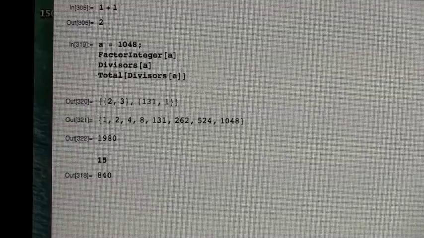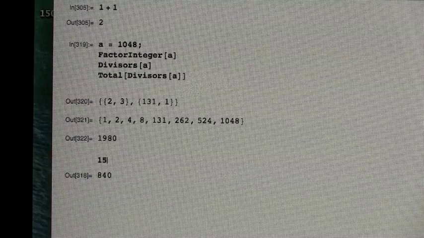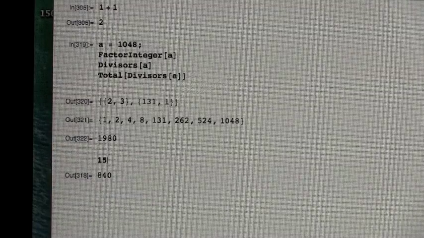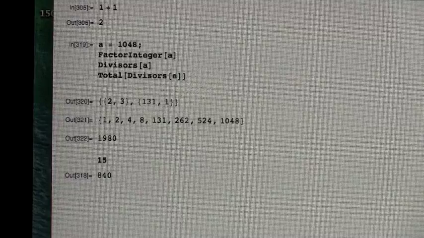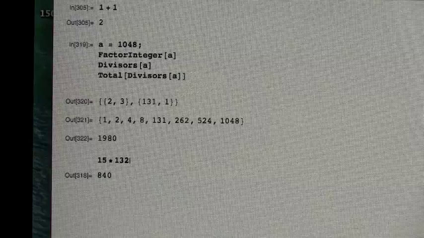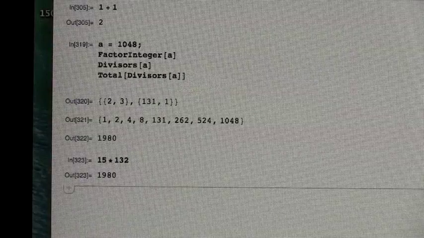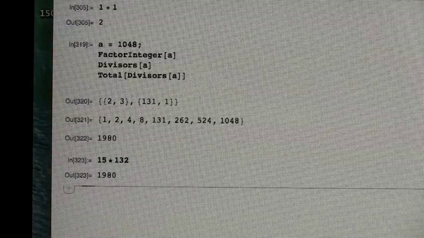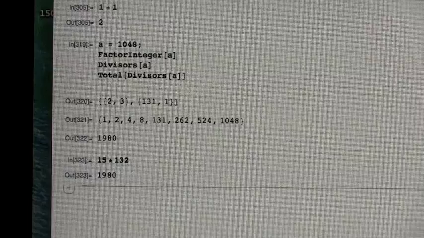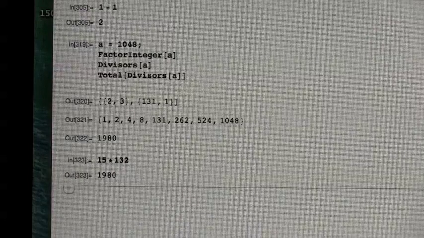Now, for the super challenge problem, what is the sum of the divisors for 131? It's 132. How did you know that? It's 131 plus 1, because 131 is prime. So we have to do 15 times 132, which is 1,980. It's not really a quick way to do that. No, it's nice to have Mathematica to help you with that.